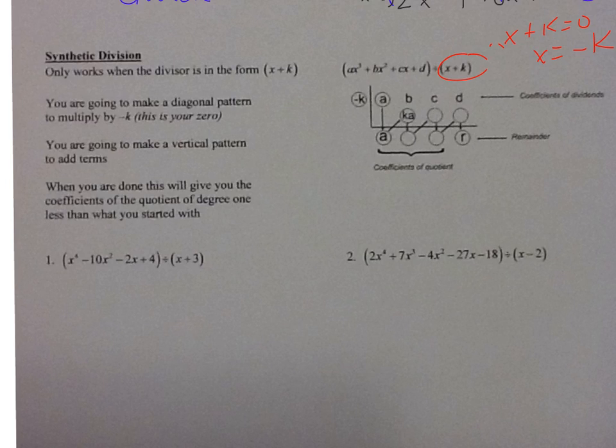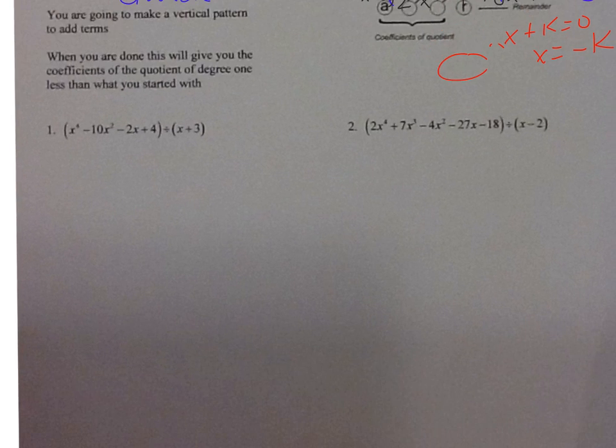All right, so then you're going to make a vertical pattern, so up and down here, by adding your terms. When you are done, this will give you the coefficients. So down here at the bottom, you'll have the coefficients for the quotient. And then the degree will be 1 less than what you started with. So if I'm starting with a degree of 3, then my quotient will have a degree of 2. So my first one will be an x squared. All right, so let's try the first one here.